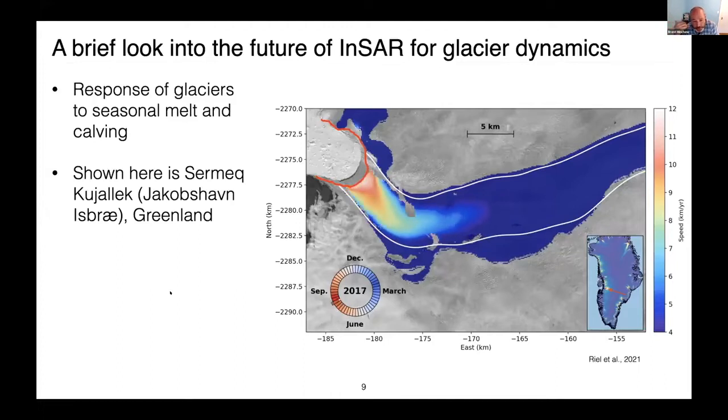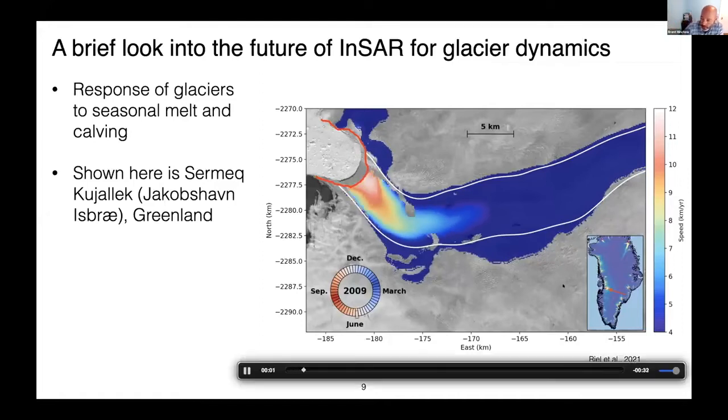So in this case, what we're looking at is seasonal variations on Jakobshavn Isbrae, also known as Sermeq Kujalleq, which is located here in West Greenland. It's one of the fastest outlet glaciers in the world. So it's not shown in the video that the terminus position on this thing is changing, but it is changing over time, and that's causing the overall surface velocity of the glacier to respond.